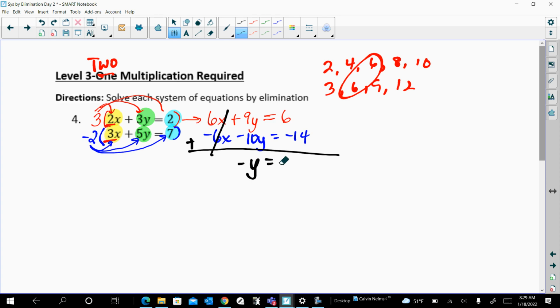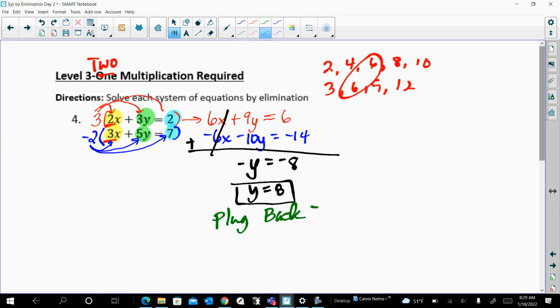-y equals -8, so y equals 8. All right, what's our x? You're not done after that, guys. What do we have to do now? Plug it back in. Which one do you want to plug it back in?